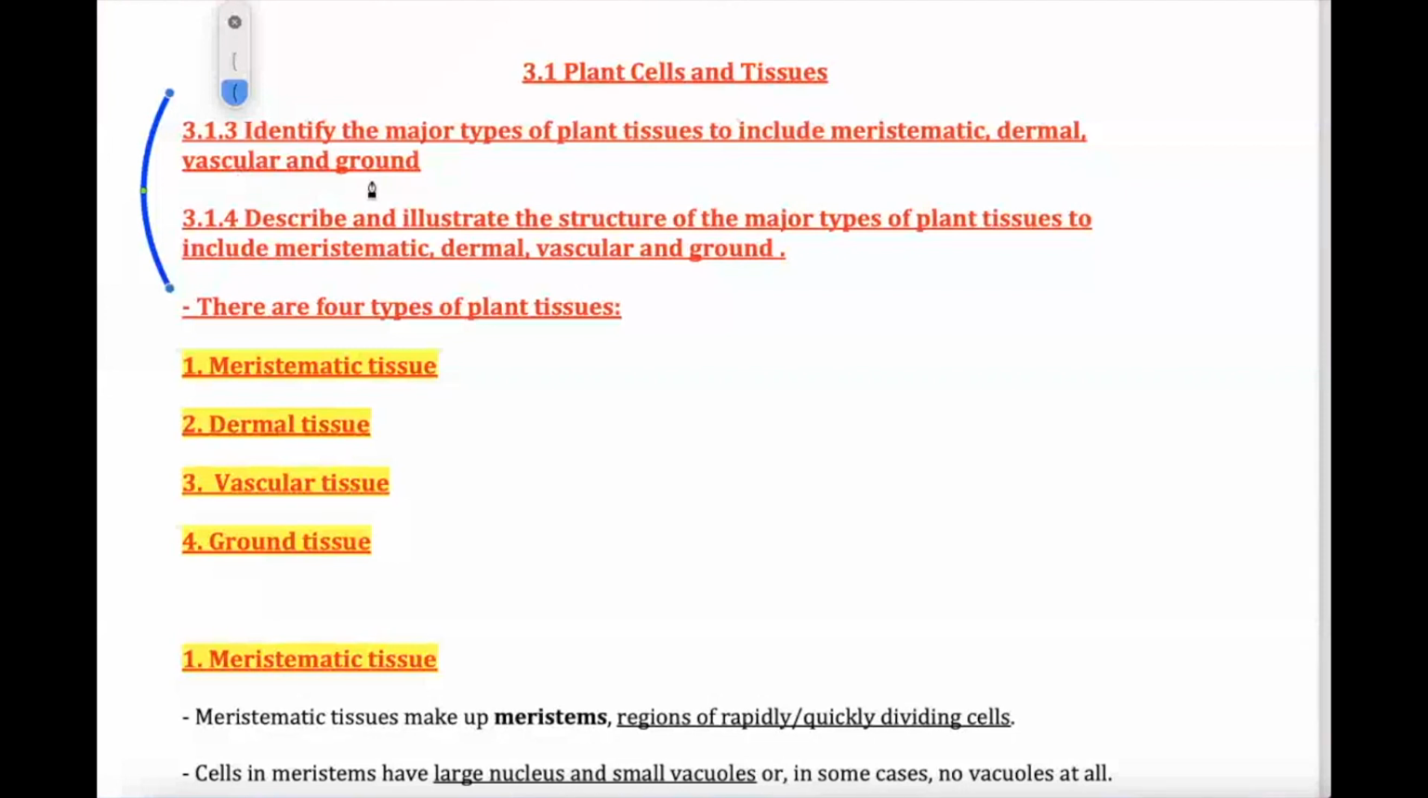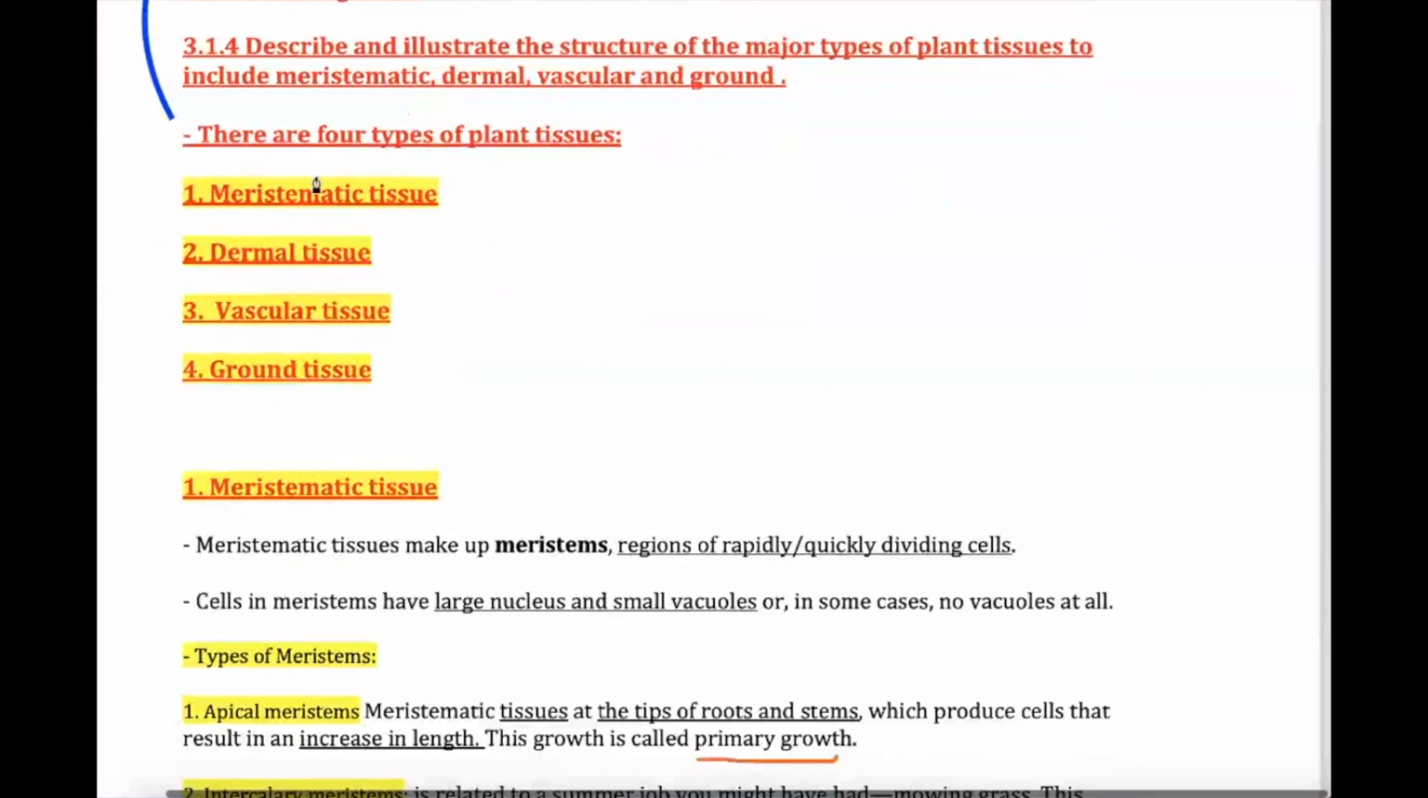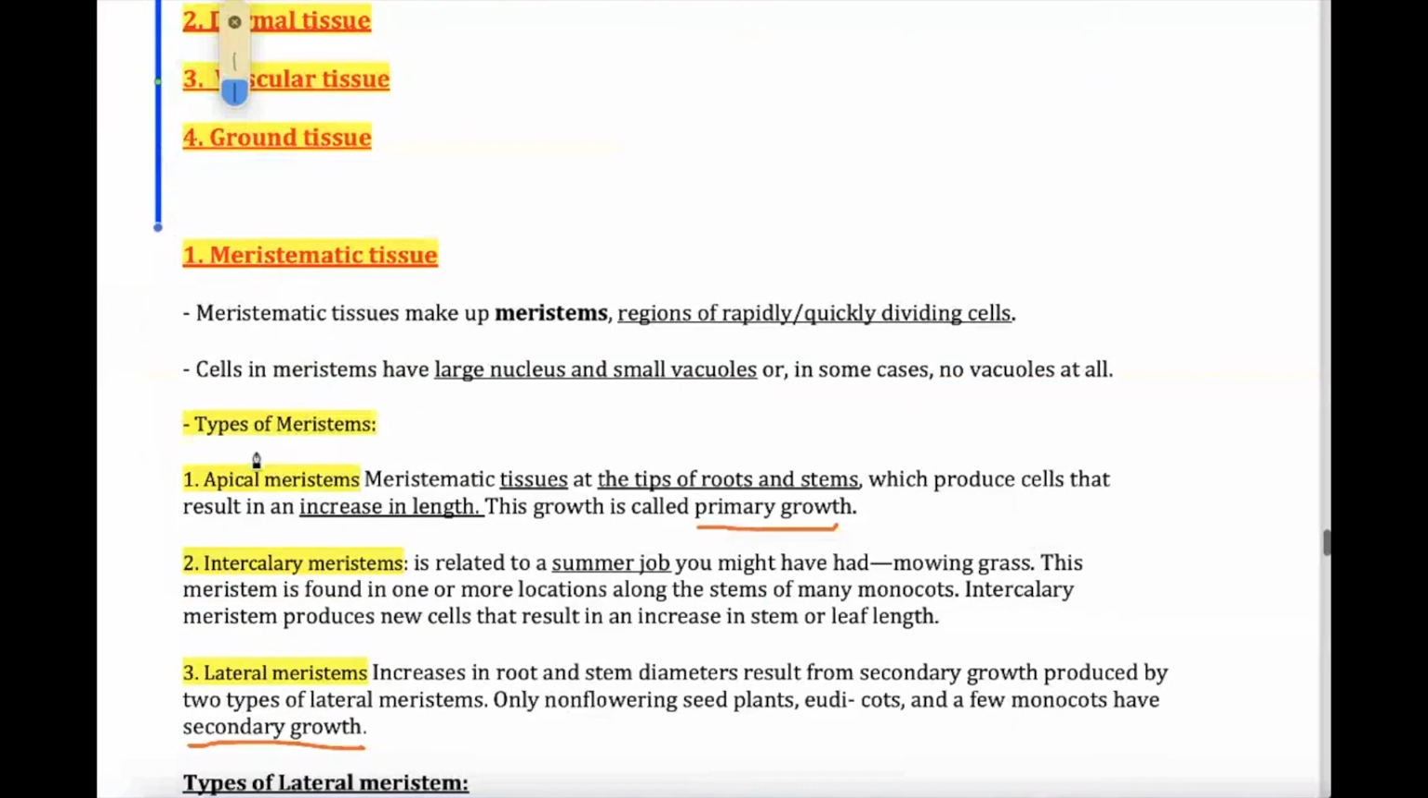It means that there are 4 types of tissues we have to identify, and then we have to state their functions, but it can be a diagram as well as an explanation. So again, these are the 4 types of tissues. We will go one by one through each. I will try to make it as simple as possible.